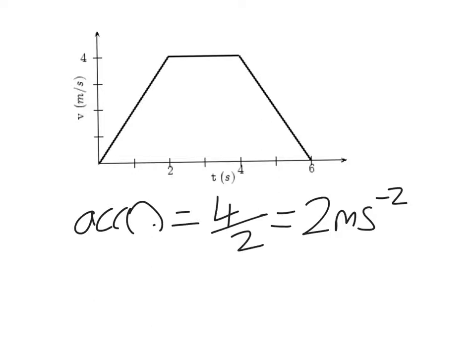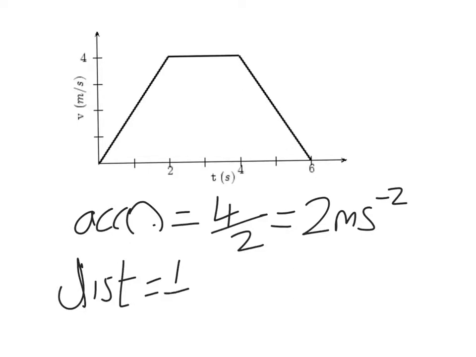Now you might be asked, how far has it travelled during the 6 seconds? The distance it has travelled is the area under the line, the area under the graph. So all of the space underneath this line. Now that, as you can see, is a trapezium. So we work out the area of the trapezium.